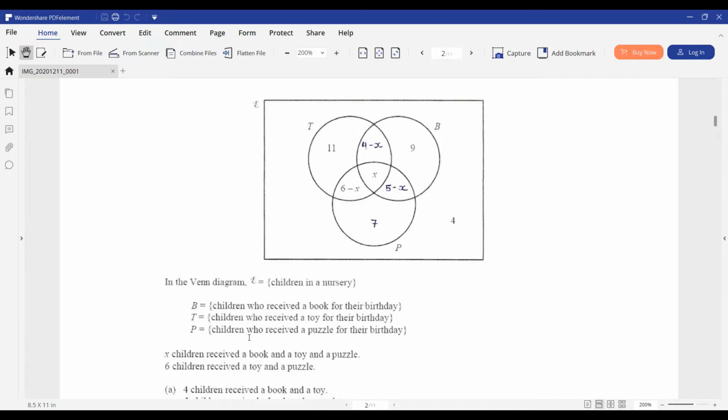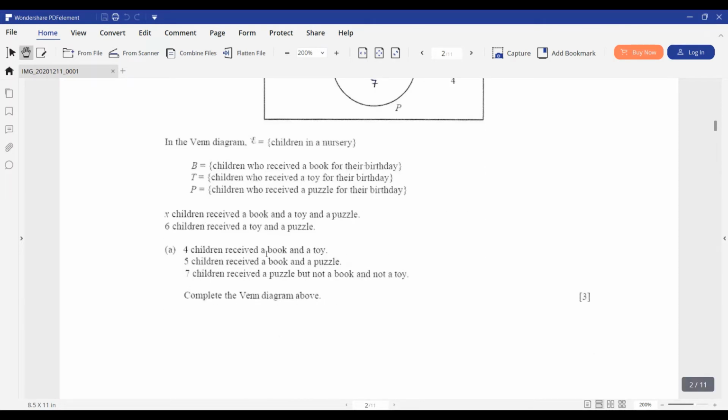X children received a book and a toy and a puzzle. 6 children received a toy and a puzzle. Part A. 4 children received a book and a toy. 5 children received a book and a puzzle. 7 children received a puzzle but not a book and not a toy. Complete the Venn diagram above. So this data needs to be placed in the Venn diagram.